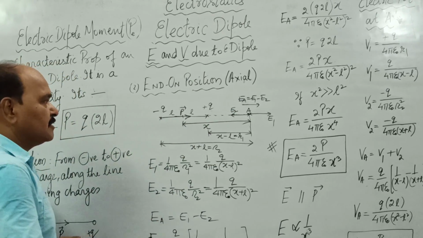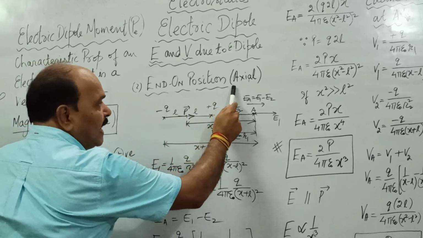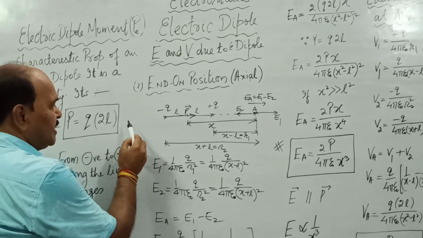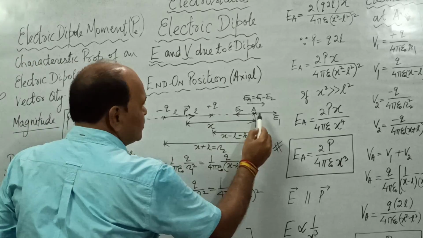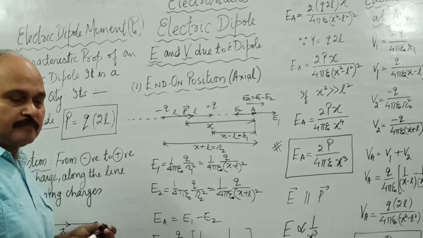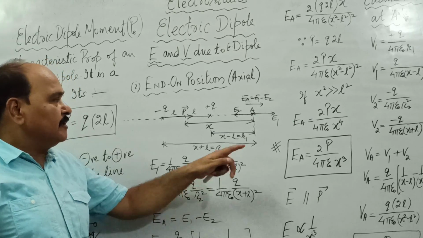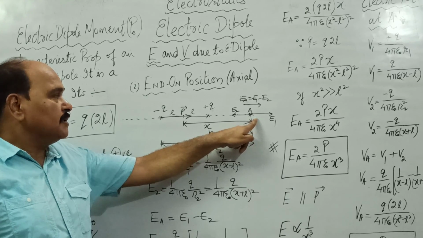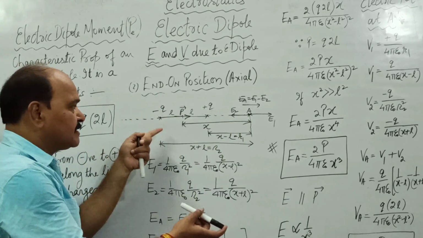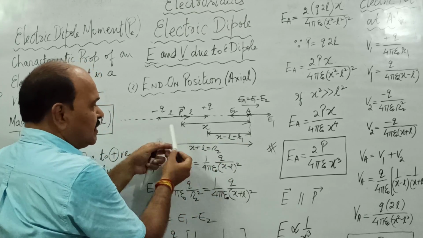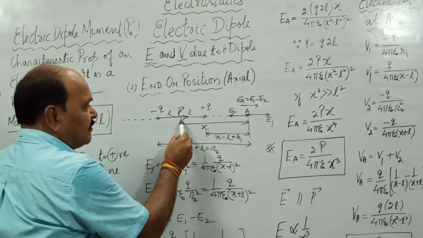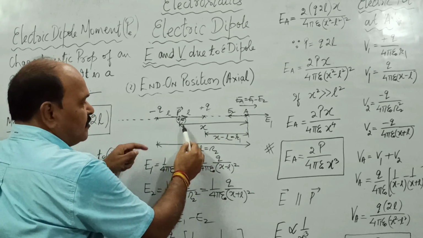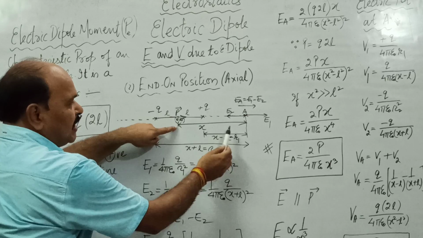What is the end-on position? The end-on position is also called the axial position. Any position on the line joining the two charges is called the end-on position. Let us assume that we have a point A. It is an arbitrary point at the end-on position, and its distance from the dipole is x. This x is going to be measured from the reference point. So this point A is at a distance x from the dipole, that is from the center of the dipole.